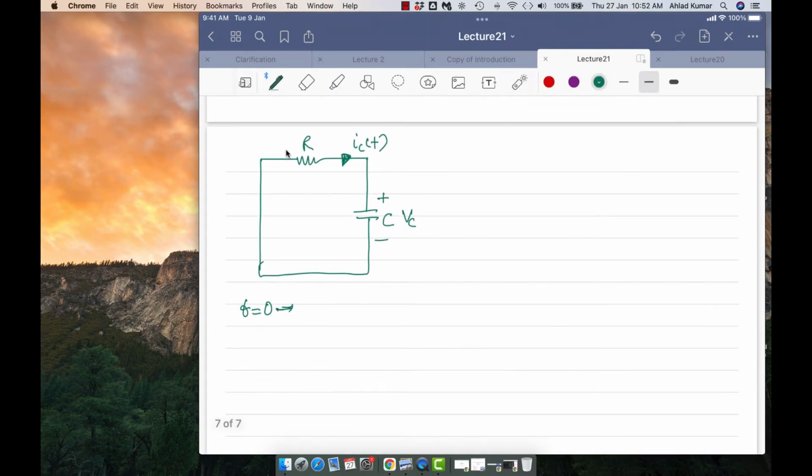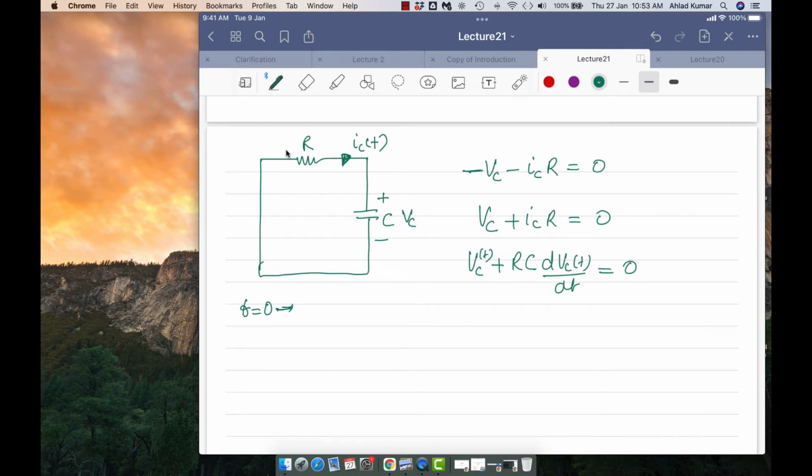Now if I want to write the KVL for this particular circuit, then it will be minus Vc minus Ic times R equal to 0, or you can say Vc plus IcR equal to 0. Then you can write the equation of the capacitor current with the voltage relation that we have. So what is that? It is RC dVc(t)/dt plus Vc(t) equal to 0. All these are with time actually. Note that sometimes I miss it, but they are all functions of time. So you can get this equation.